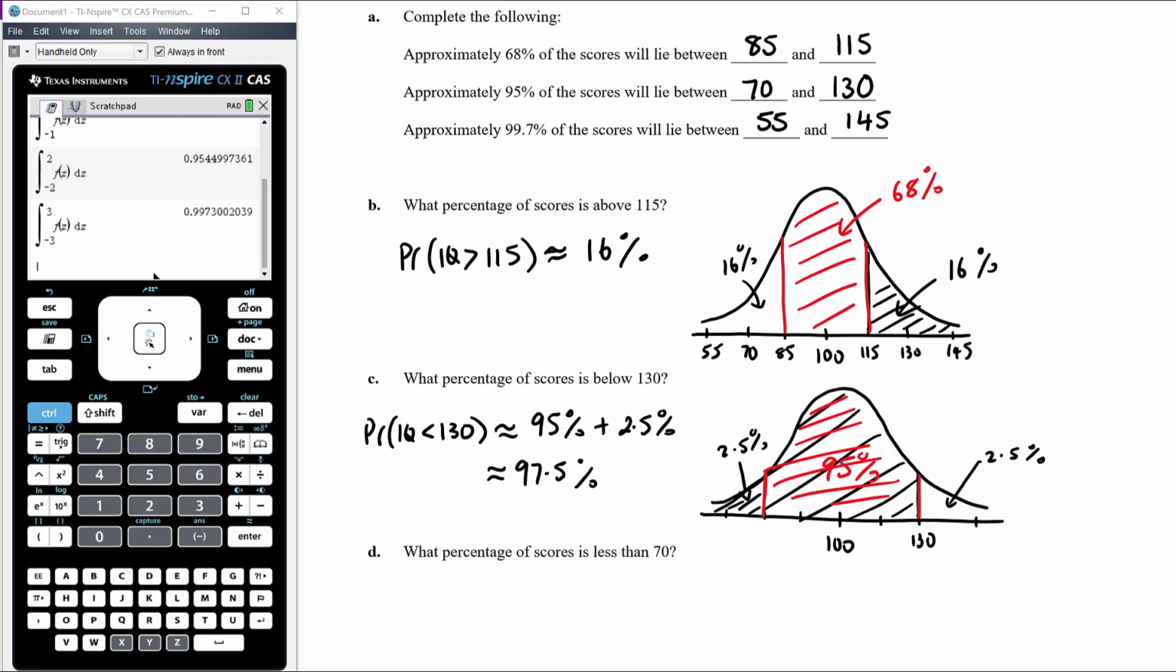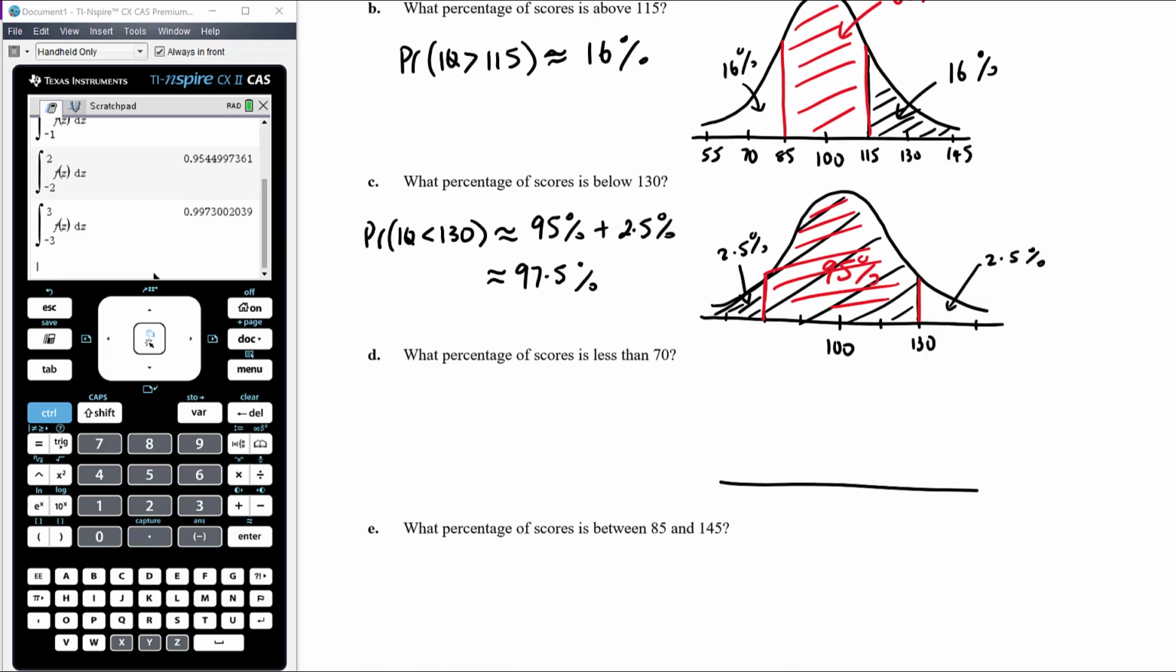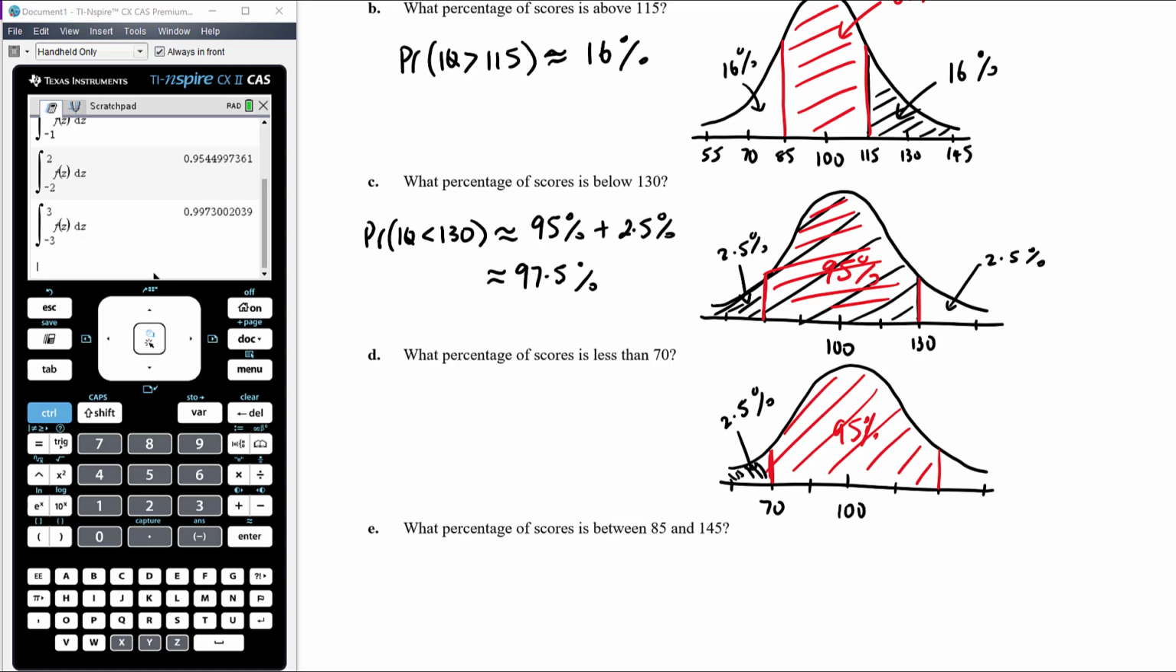What percentage of scores is less than 70? Okay, so let's think about this here. Less than 70. So again, 70 is about 2 standard deviations, so we're going to want to use the 95%. Okay, so again, we know 95% between 70 and 130. Okay, so that's what we want to use, but we want to know what proportion are below 70. We actually already worked that out up here. That is 2.5%. So probability that someone has an IQ that is less than 70 is approximately 2.5%.